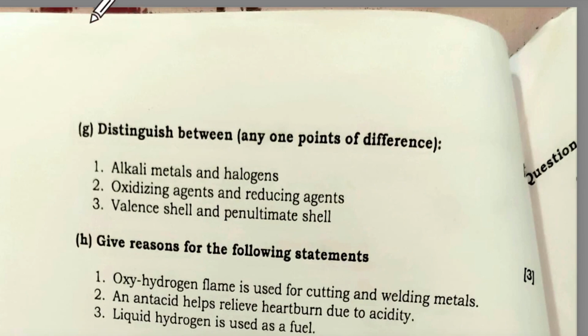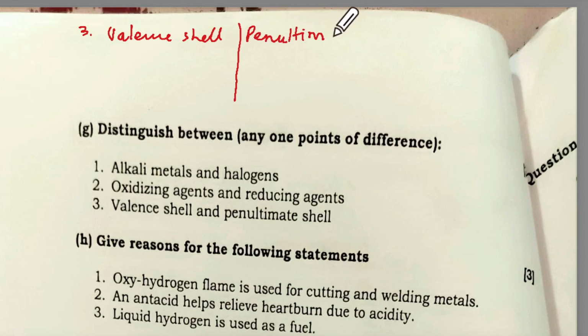Yes, ma'am. Then the third one, valence shell and penultimate shell. Small shell is a penal shell. This is pretty silly. So what this will be? The last shell, and this is second last shell.